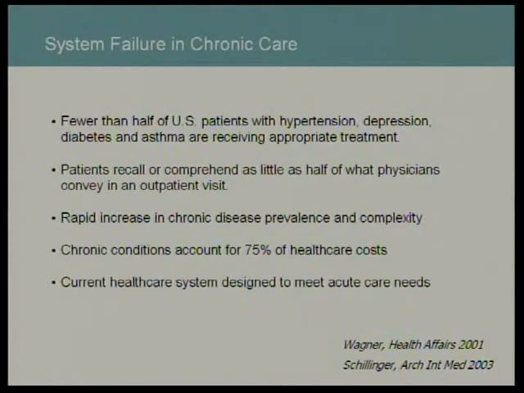What I realized when I started looking into it further, though, is that it's not just the reimbursement model. There's really a larger system failure in chronic care. We know that fewer than half of the U.S. patients with hypertension, depression, diabetes, and asthma are receiving appropriate treatment. And we know that when patients leave our offices, they comprehend as little as half of what we talk about in the outpatient visit as the plan of care. There's also this rapid increase in chronic disease prevalence and complexity, a sort of big wave of chronic illness and its complexity, and chronic conditions account for most of the healthcare dollar.